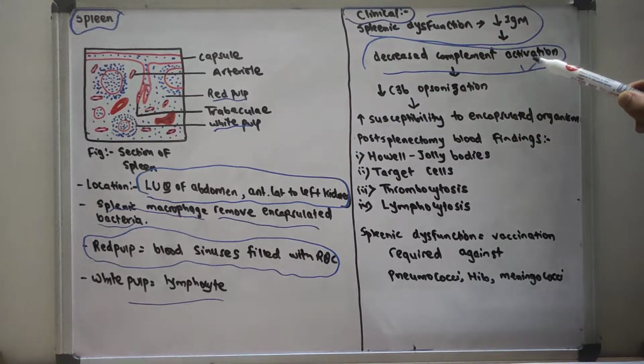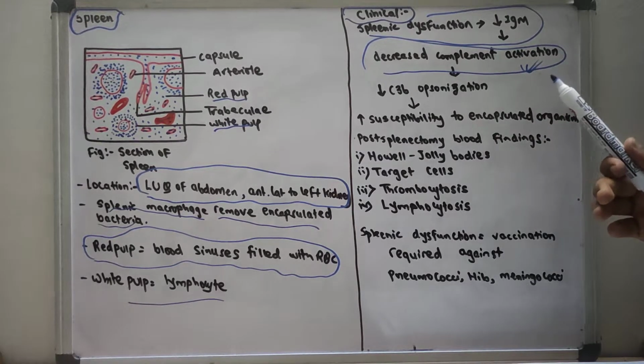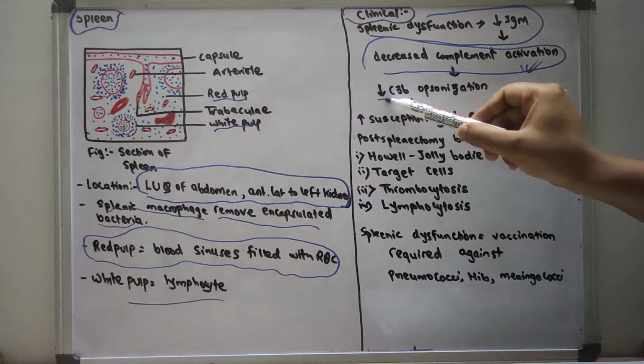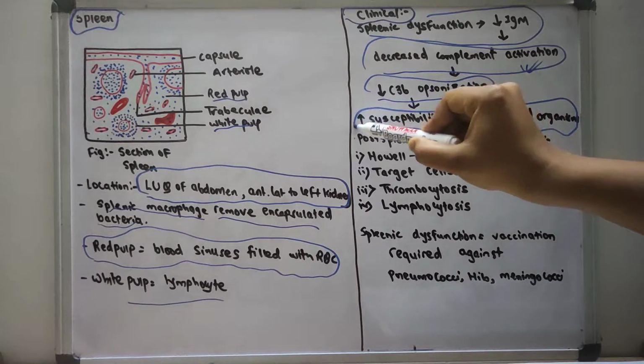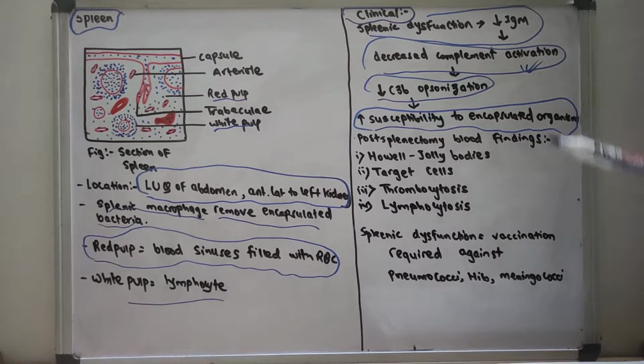The detail about the complement and the complement activation we will discuss in a later topic. But you should know that if there is splenic dysfunction, then there will be a decreased amount of immunoglobulin M, and this will lead to decreased complement activation, which will ultimately lead to decreased C3b opsonization. And if there is decreased C3b opsonization, then there will be increased susceptibility to the encapsulated organism. We will discuss opsonization in detail later also.